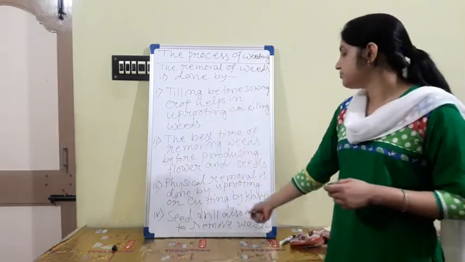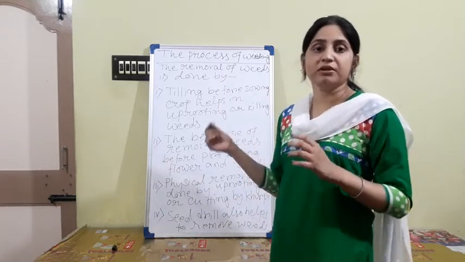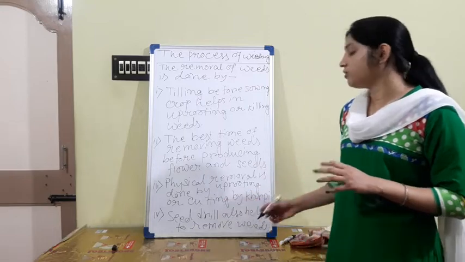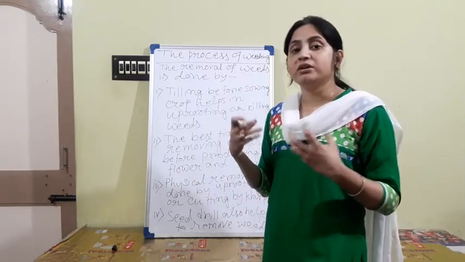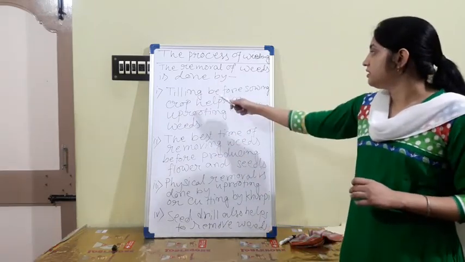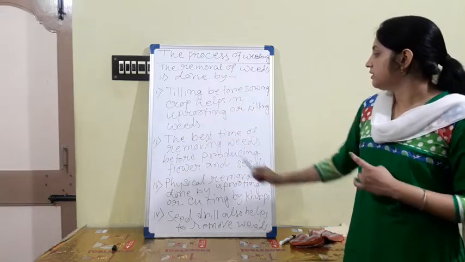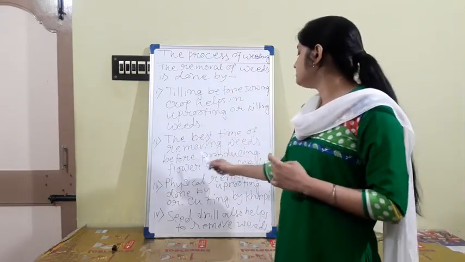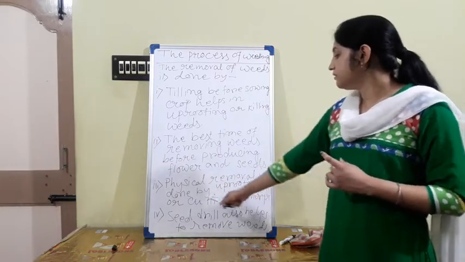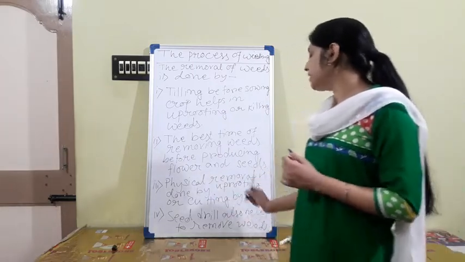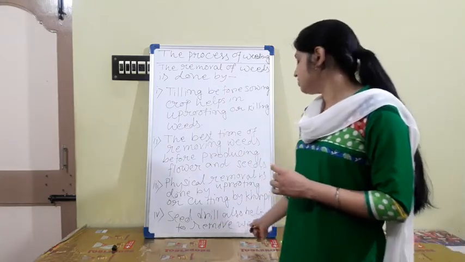Next one, seed drill. Obviously sowing the seed is done by seed drill. You have already learned about that method. When you sow the seeds with the seed drill, at that time you can also remove some weeds. So tilling before sowing the crop helps in uprooting or killing weeds. The best time of removing weeds is before producing flower and seeds. Physical removal is done by uprooting or cutting by khurpi, and seed drill also helps to remove the weeds.